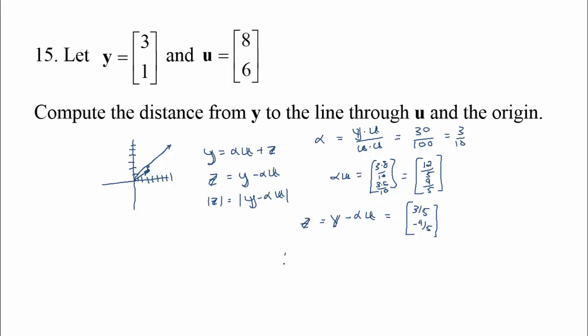The last thing to do is just to figure out the distance. Since this is the vector z that's projecting y onto u, that's the perpendicular distance from the point at the end of y down to u. So the distance is just going to be the magnitude of z, which will be the square root of 3/5 squared, that's 9/25, plus 4/5 squared, which is 16/25. So that's the square root of 25/25. So the distance between this point in the plane and the line that goes through the origin and this point is equal to 1.